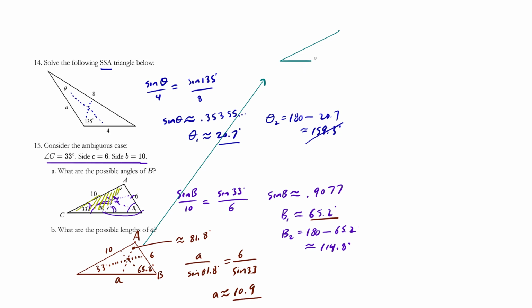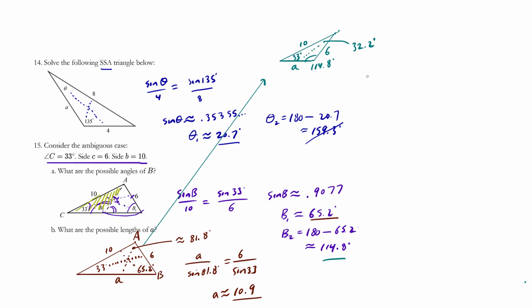So instead of the acute angle B, let's focus on the obtuse angle B, in which B is calculated at 114.8 degrees. So this diagram is not to scale, but we have 6 as a side length, we have 10, and we're also given 33 degrees. Let's figure out this mystery angle here. It's 180 minus 33 minus 114.8, which is approximately 32.2 degrees.